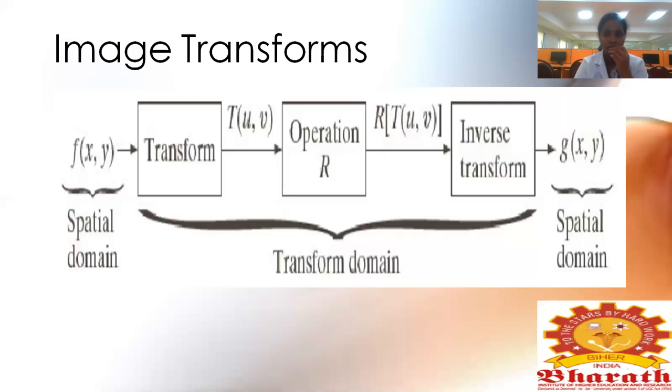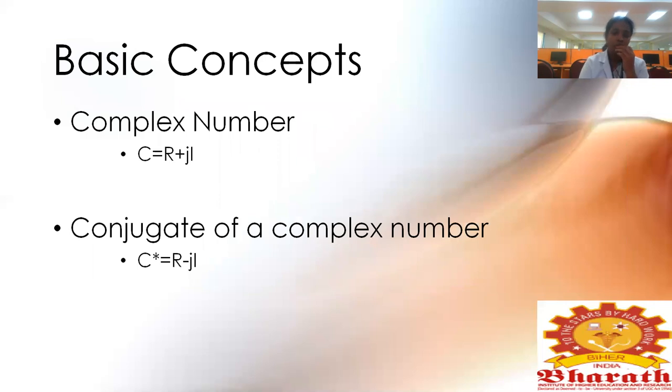Now, before going for the other transforms, like the ones we have seen, the discrete Fourier transform and SVD transforms, what we are going to do is listen to the basic concepts that are needed. The basic concepts that we need are what a complex number is and what the conjugate of a complex number is.